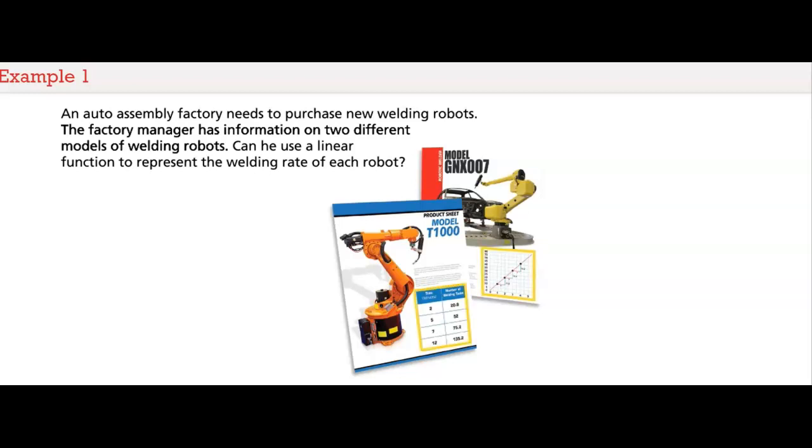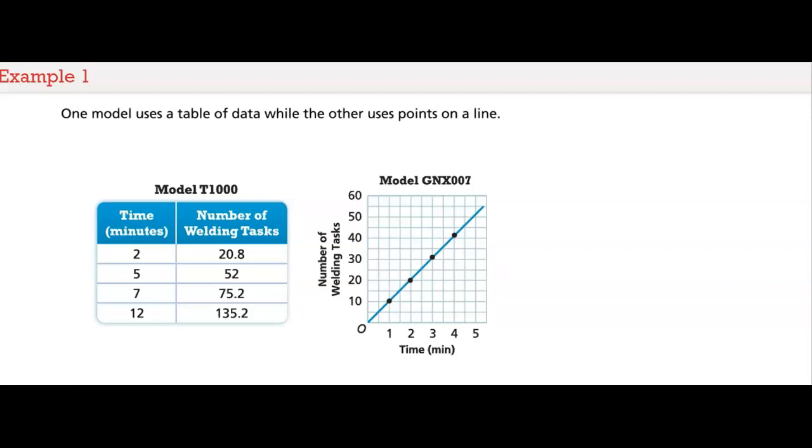Notice that the welding rates are shown differently for each model. One model uses a table of data, while the other uses points on a line. How do the welding rates for the 2 robots compare?